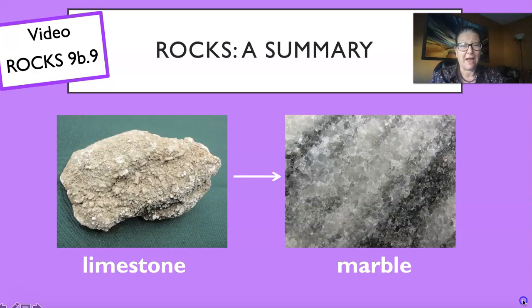You have watched a lot of videos about rocks. Here's the final one to summarize some of the key points. Take a look at this picture here. I'm going to give you a question and an answer later on. The question is, describe how these rocks formed and how they are related to each other, and the arrow is a hint.